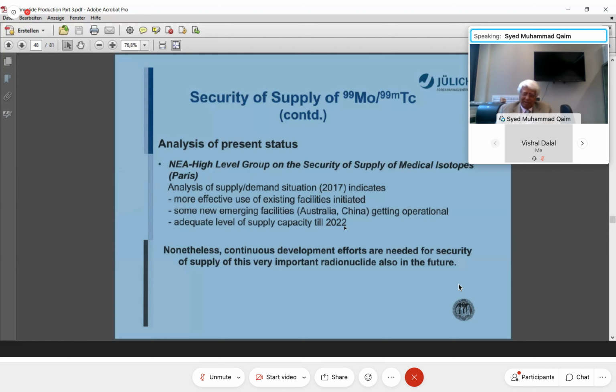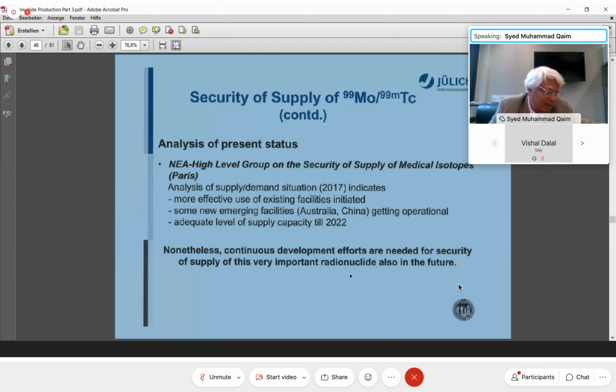The accelerator production may be only for local use, but the others will be able to supply, will get supplied and make use of it. Nonetheless, it is important that continuous development work is carried out so that the supply of this very important radionuclide is secure.